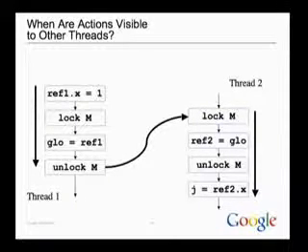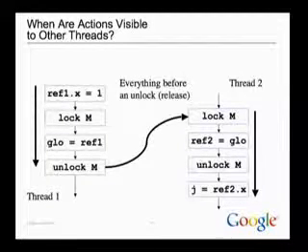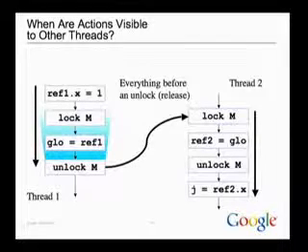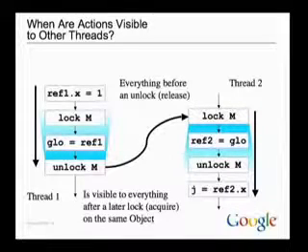The takeaway message is that everything that occurs before an unlock, all of the writes that are going to occur here, are going to be ordered before and visible to everything that happens after a subsequent lock on the same object. So what does that mean? That means in the second thread, all of the reads that this second thread performs, this read of the global and this read of X, are going to be ordered after all of the writes that this first thread performs, so that all of the updates performed by this first thread are going to be seen by this second thread.